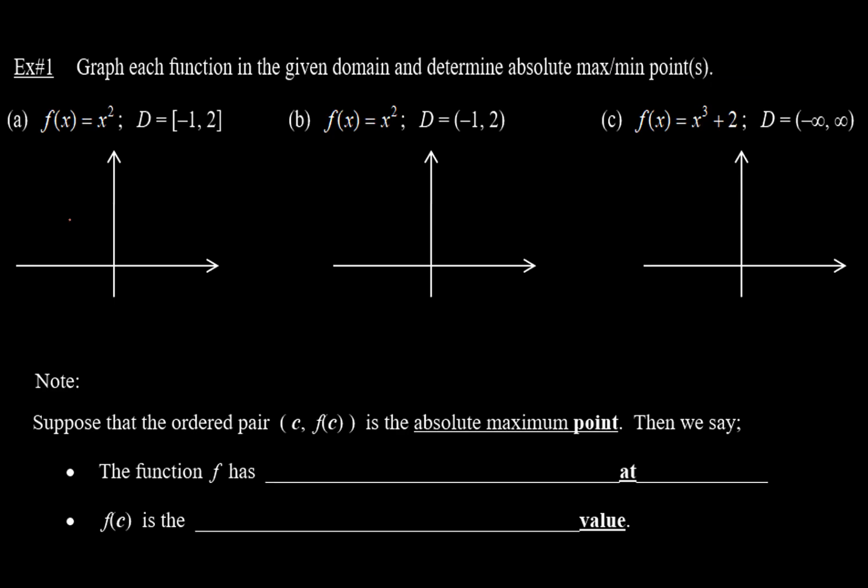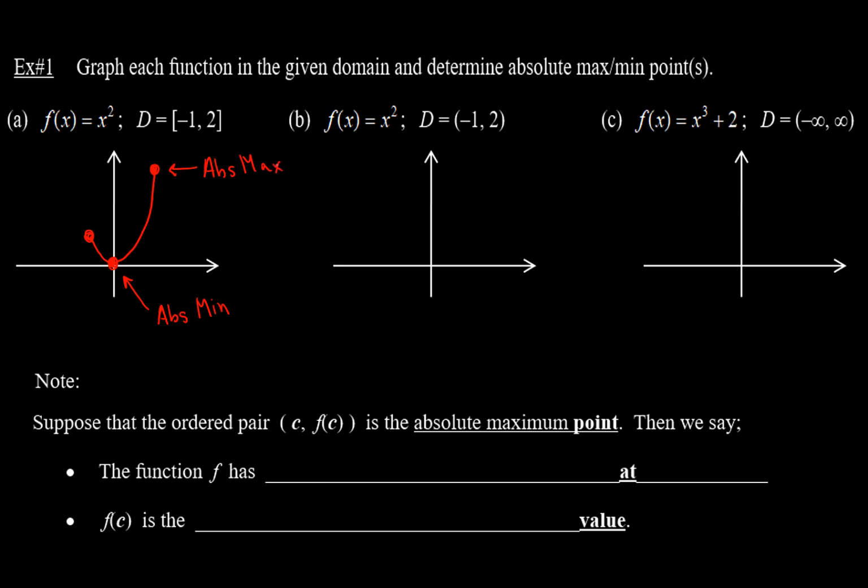So let's take a look at some functions and some examples here. So let's graph each function in the given domain and determine the absolute maximum or minimum points. If I were to graph x squared from -1 to 2, I would notice that this point right here is going to be my absolute minimum. And this point right here is going to be my absolute maximum.